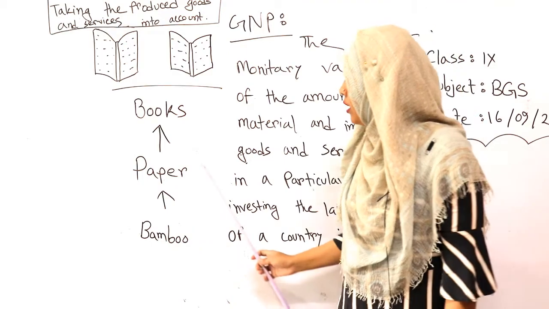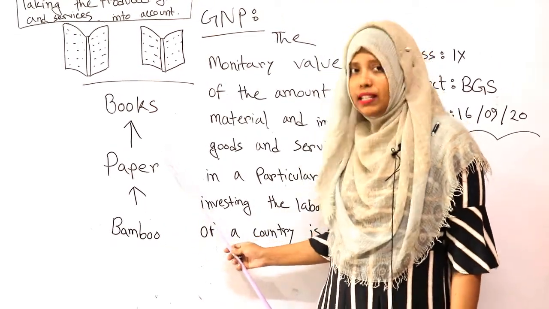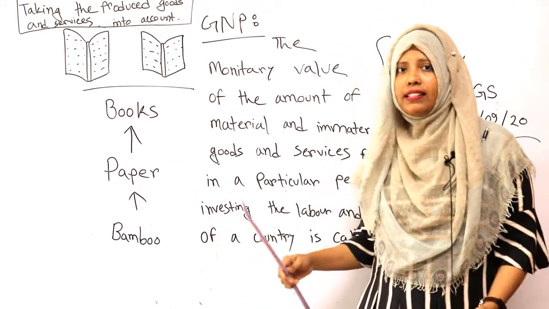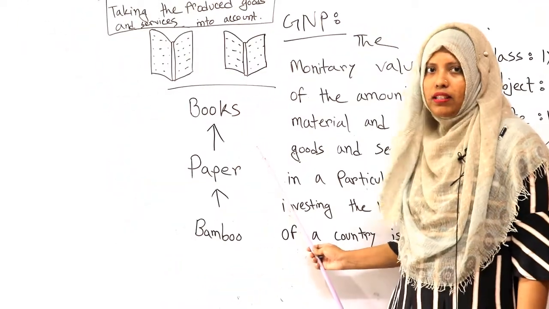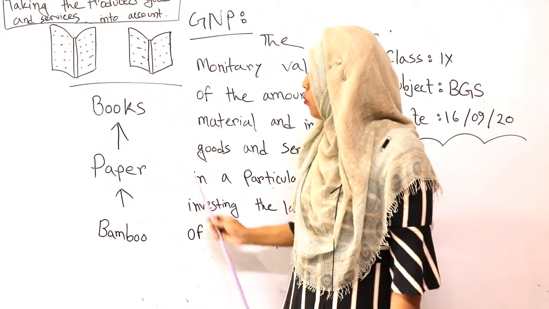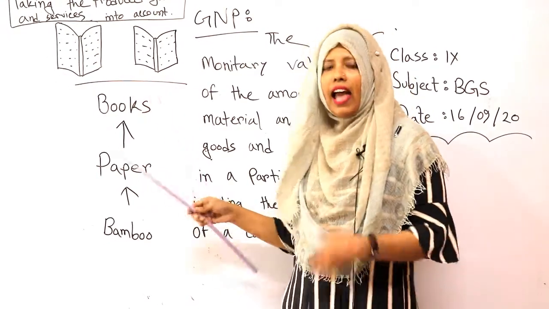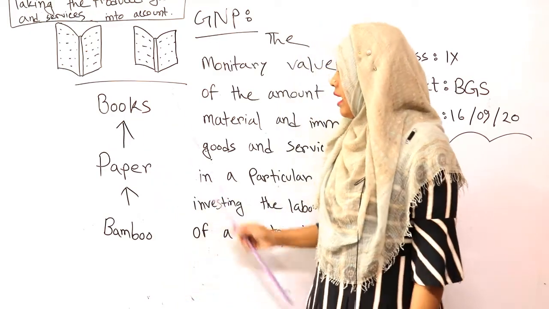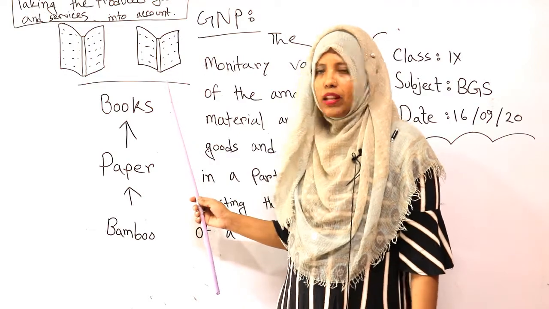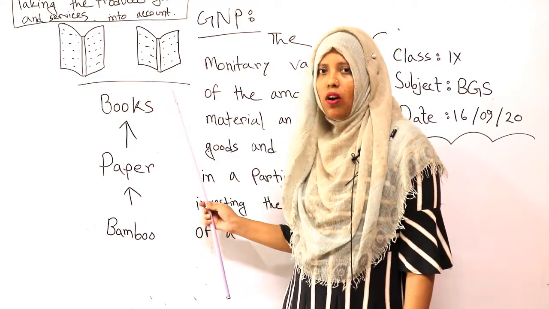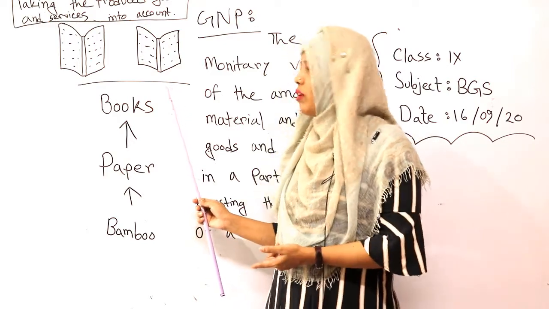After that, from bamboo we make paper. When we purchase paper, paper has an extra cost. Bamboo has a cost and paper has a cost. But when we make books from the paper, the books have another extra cost. But these 3 costs are not included in our GNP. Only the cost or the price of the books is included in our GNP.